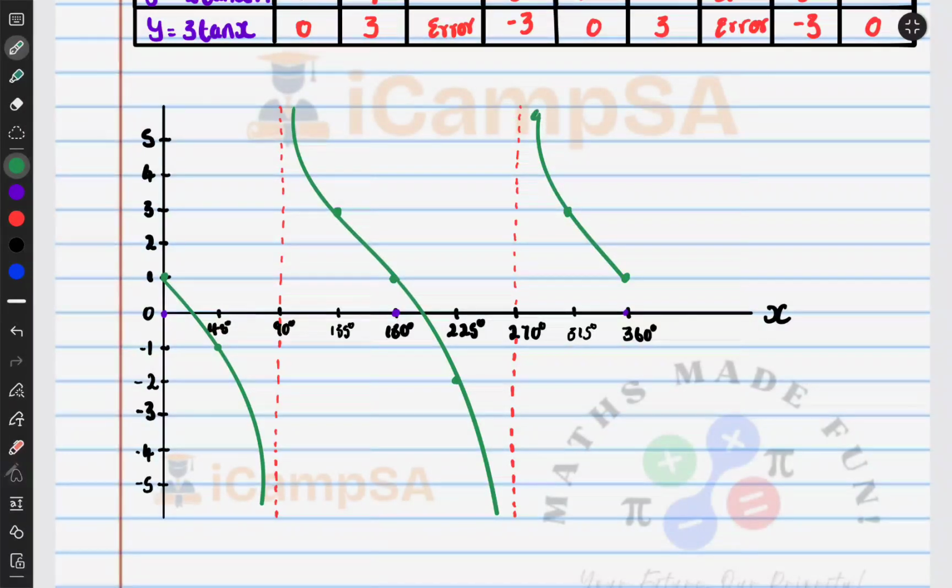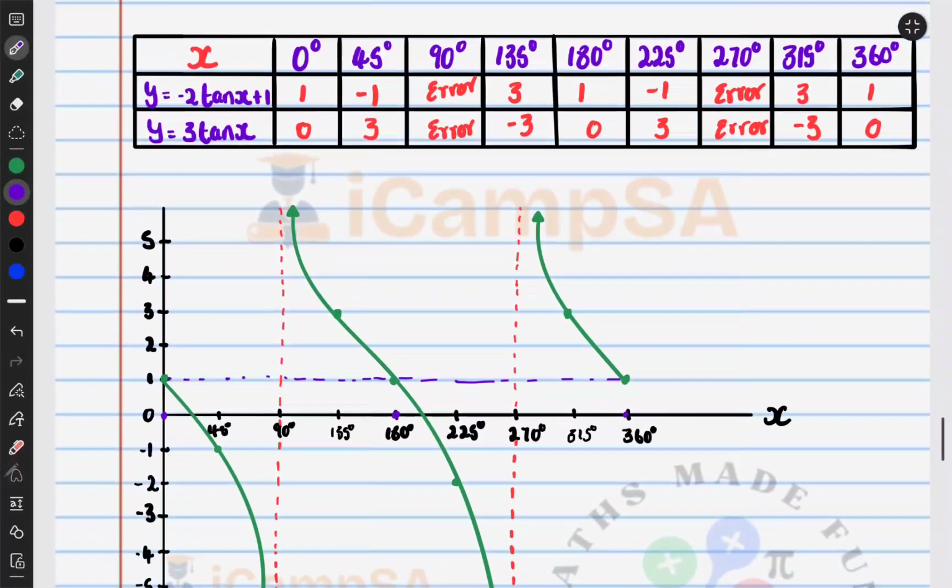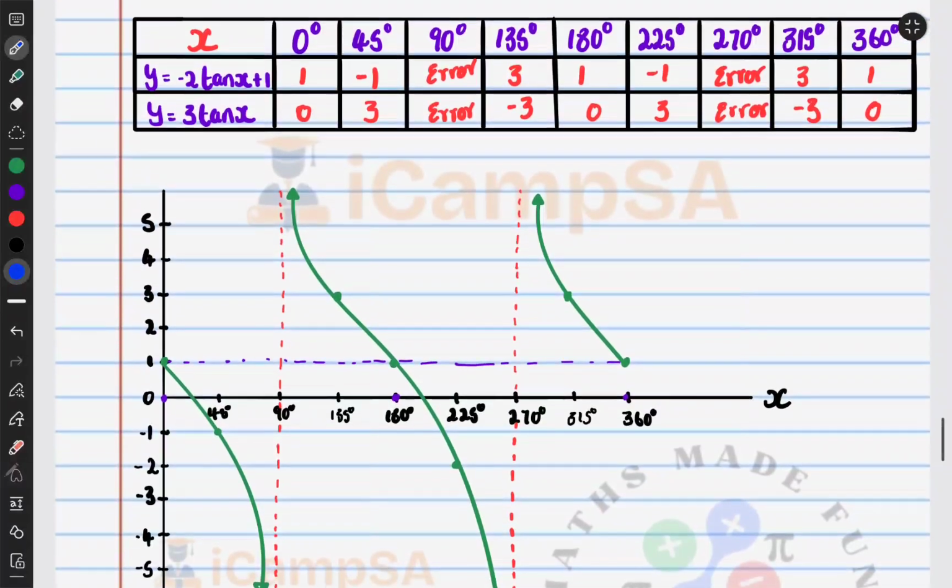And that is how our function is going to look. The baseline for this function is at 1. That is not the asymptote, just the baseline of the function is at 1. Okay, and then let's go ahead and do the other one, y = 3 tan x.